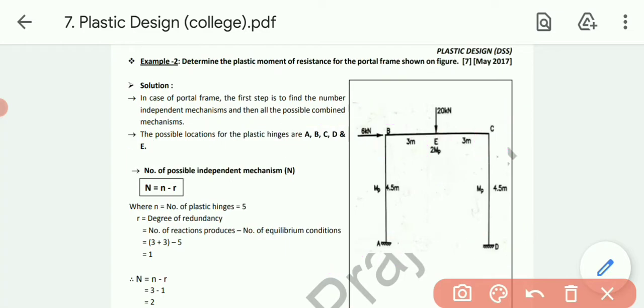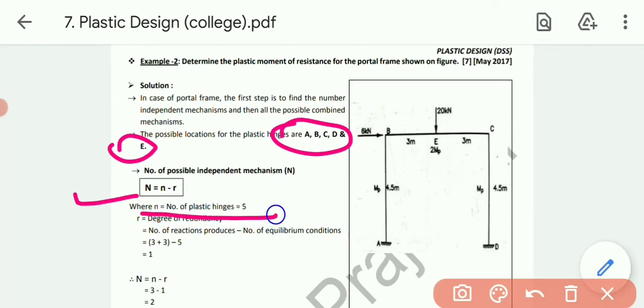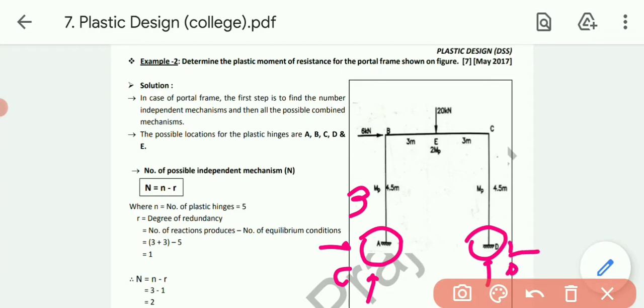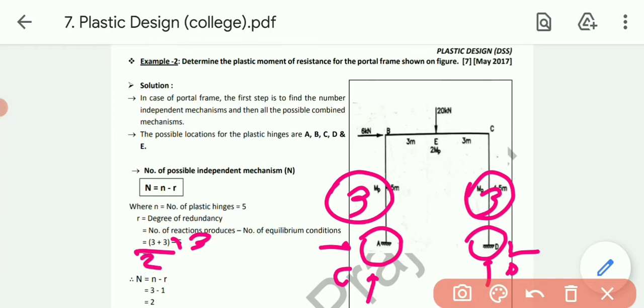Now talking about the number of independent mechanisms, that is small n minus r. Small n is 5, we have already got the value, the number of plastic hinges. Talking about r, r means the number of reactions produced. As it is fixed, 3 reactions will be there. Similarly over here also, 3 reactions will be there. So 3 plus 3, total reaction is 6, minus the equilibrium conditions, the number of which is 3. Okay, so our answer is, we can say, 2.